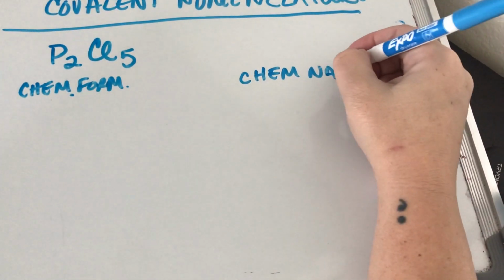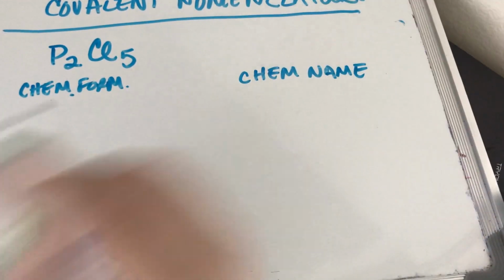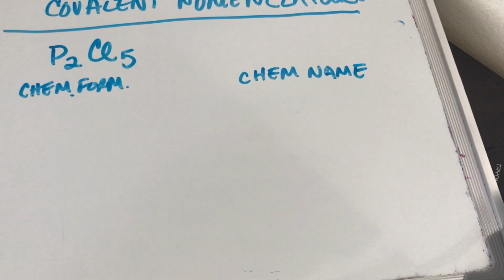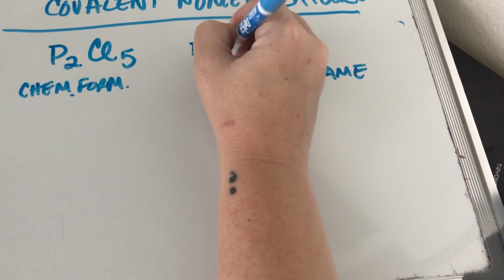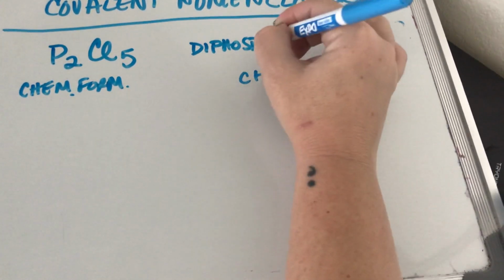Sorry, chemical name. The first one is phosphorus. Phosphorus, right? And what's our prefix here? Diphosphorus. That's right. So we would have diphosphorus.